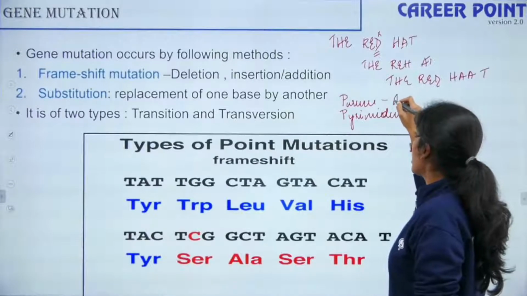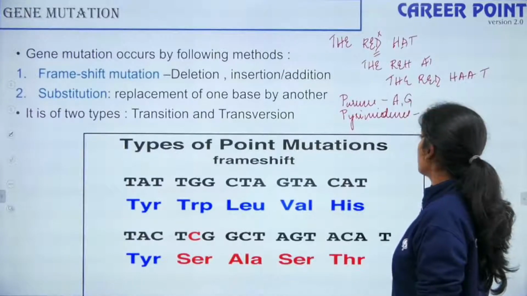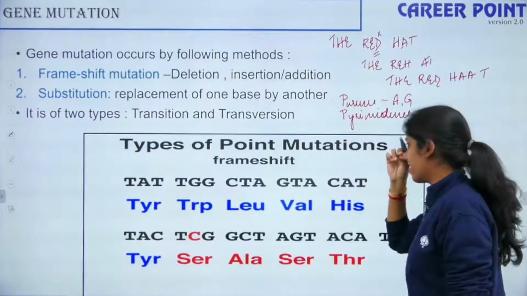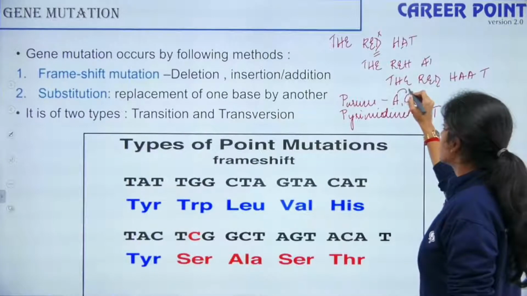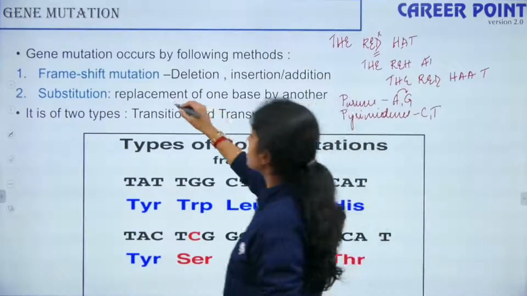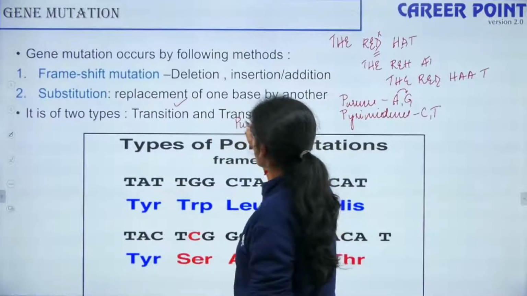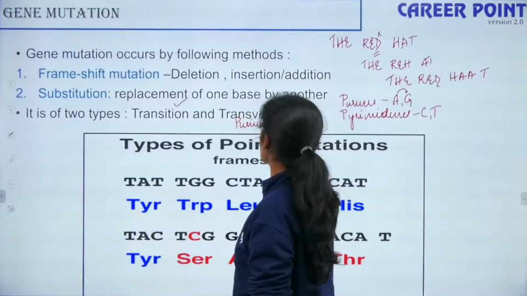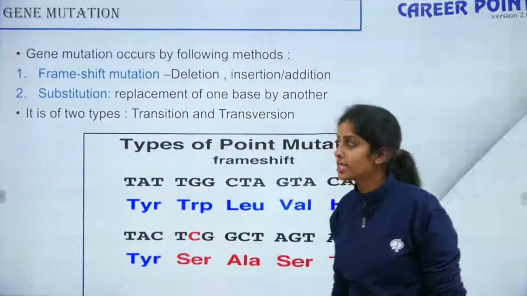So purines are A, adenine and guanine, pyrimidines are cytosine and thymine. So when an adenine is replaced by a guanine, that is when a purine is replaced by a purine, it is transition. When a purine is replaced by a pyrimidine, it is transversion, right?